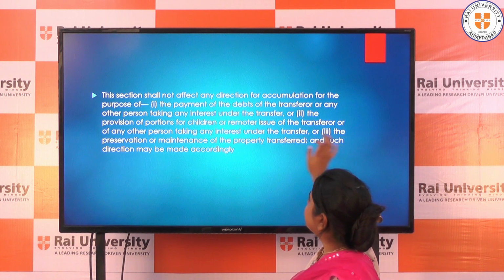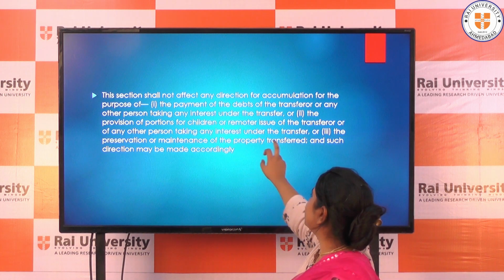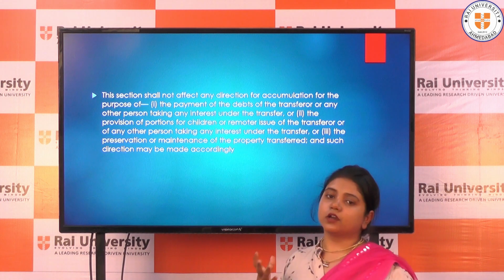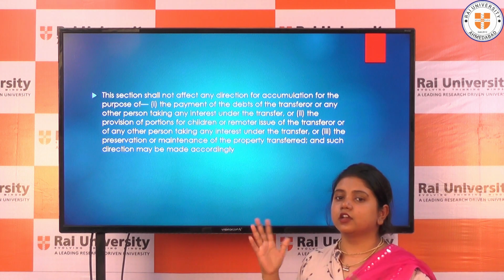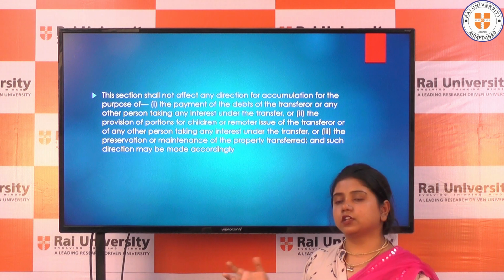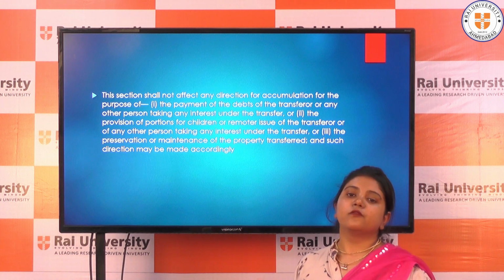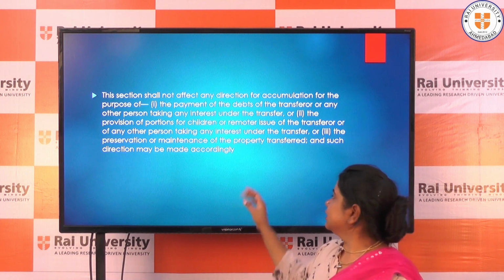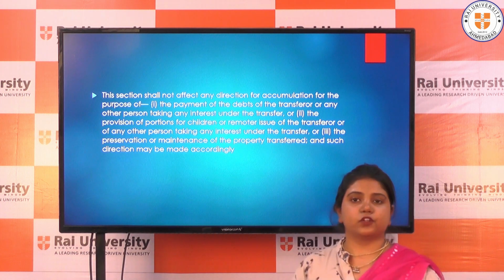The third point is the preservation or maintenance of the property transferred. So if A puts a condition that from this property, 10% of the income that you have accumulated you have to put toward the maintenance of the particular property, in that case also this section will not prevail.